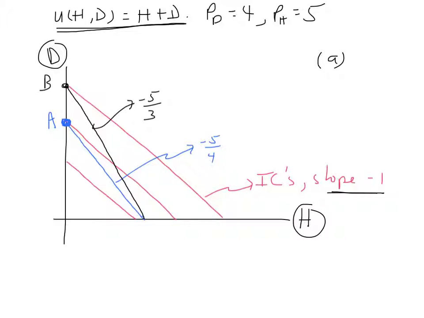In fact, that's how we got the utility function. It was given that she thought these were perfectly interchangeable. So we could infer the linearity of the indifference curves, and we could write down then the utility function h plus d.